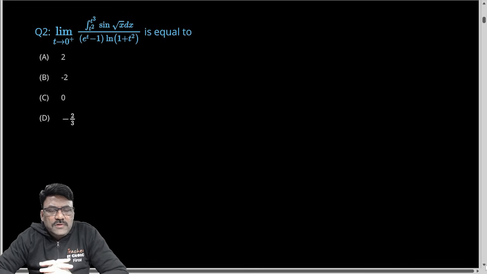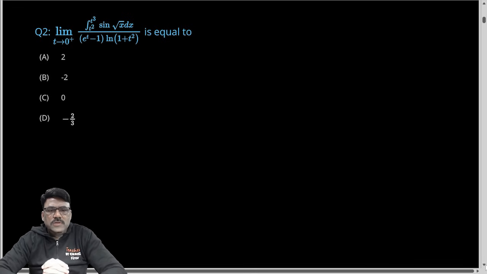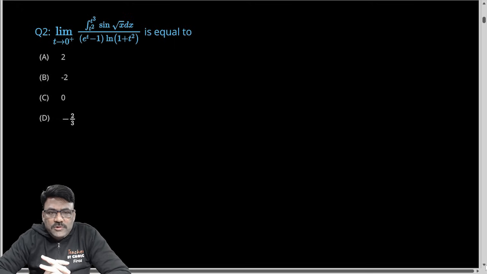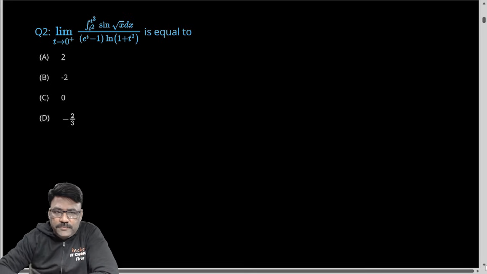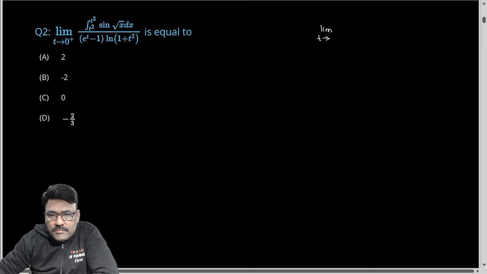Okay, let's see this question. This is from limits, t approaching to 0 plus, integral from t square to t cube of sine root x dx in the numerator, and in the denominator e raised to t minus 1 and log 1 plus t square. So see, if I check this limit first, limit t approaching to 0 plus, e raised to t minus 1, let's divide by t here, so that e raised to t minus 1 by t is 1. Then log 1 plus t square by t square, it is also 1.